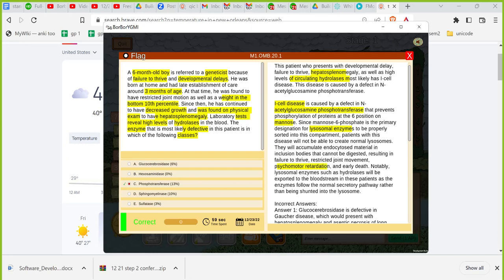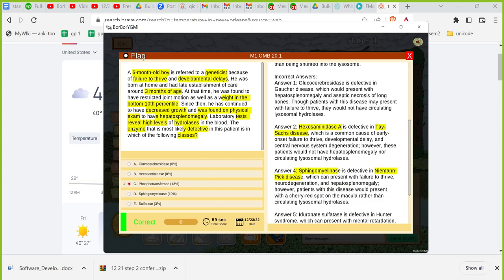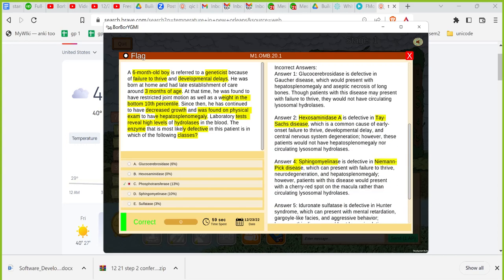Psychomotor retardation is definitely something that you see in I-cell disease that sticks out, which is to say that you're slower in your movements. Just talking about hexosaminidase being Tay-Sachs and sphingomyelinase being Niemann-Pick. It is Niemann-Pick that has hepatosplenomegaly and Tay-Sachs does not. That is the most important detail.